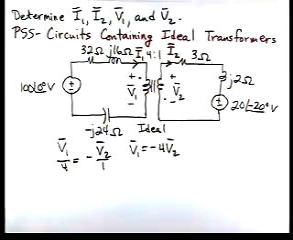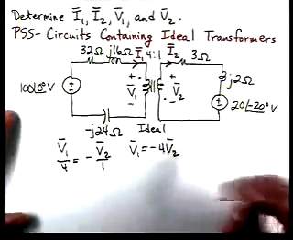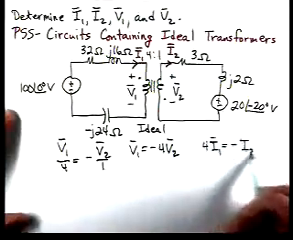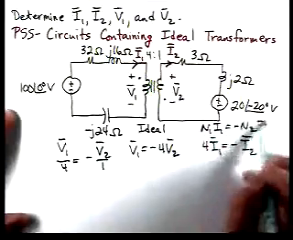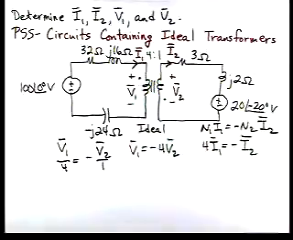And if we look at the currents, we can see that both currents are entering dots. So that gets us a situation where 4I1 is equal to minus I2. Okay, this is N1 I1 equal minus N2 I2, and that's because both currents are entering dots. So that gives us our relationship.